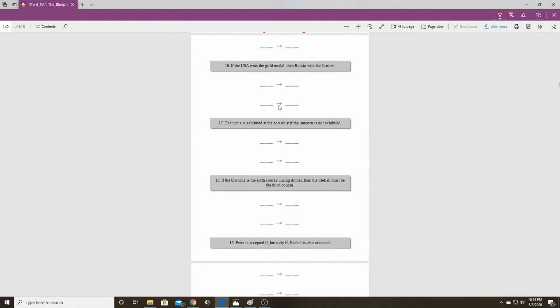Number 16, if the USA wins a gold medal, then Russia wins the bronze medal. I mean, this is just a simple if, right? So here we go. U with the gold, R with the bronze, and then you negate it as well. Don't forget to negate. Yeah, we gotta negate it. So if Russia doesn't win the bronze medal, it means the USA doesn't win the gold medal.